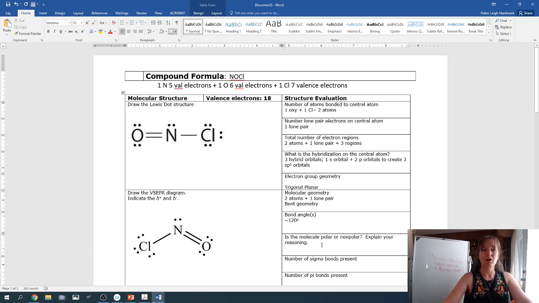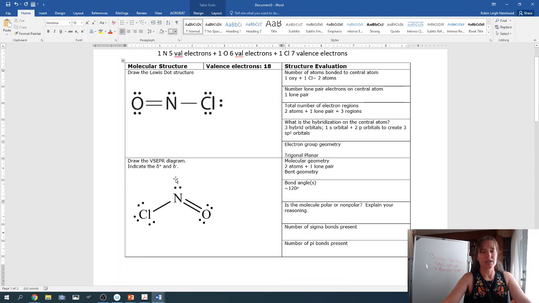Okay, polar and nonpolar. So I'm not able to draw the partial charges, but let's see if I can put them. What you do for partial charges is you look and you find the most electronegative atom or atoms that are in the structure. In our structure, oxygen is more electronegative than nitrogen. So the bond between nitrogen and oxygen, that's a polar bond. Nitrogen and chlorine have almost the same electronegativity, so that's kind of a nonpolar bond. But this bond here would be polar.